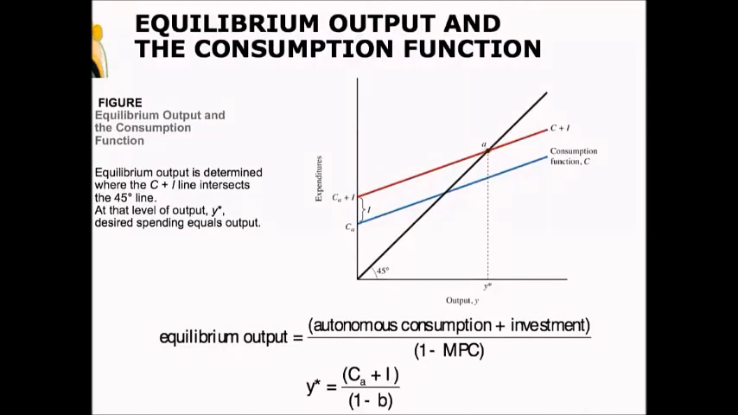What we'll see is the level of equilibrium output, Y star, which is where planned expenditures crosses the 45-degree line, is equal to autonomous consumption plus investment divided by 1 minus the marginal propensity to consume. And we can see that here in letters, Y star equals Ca plus I over 1 minus b.